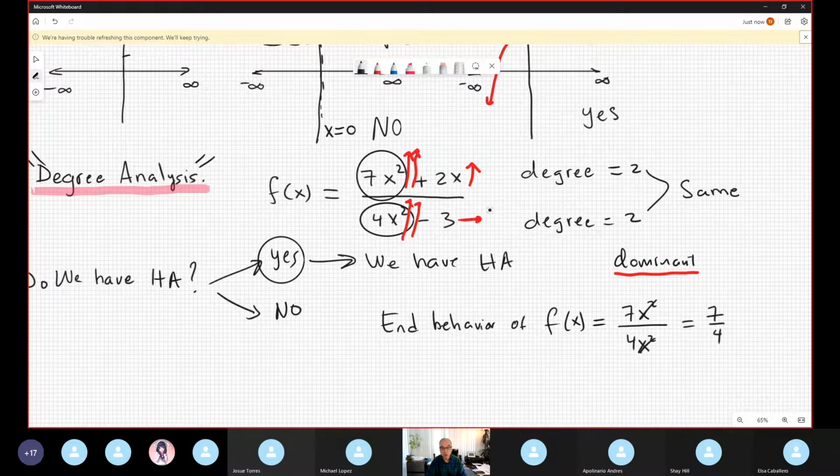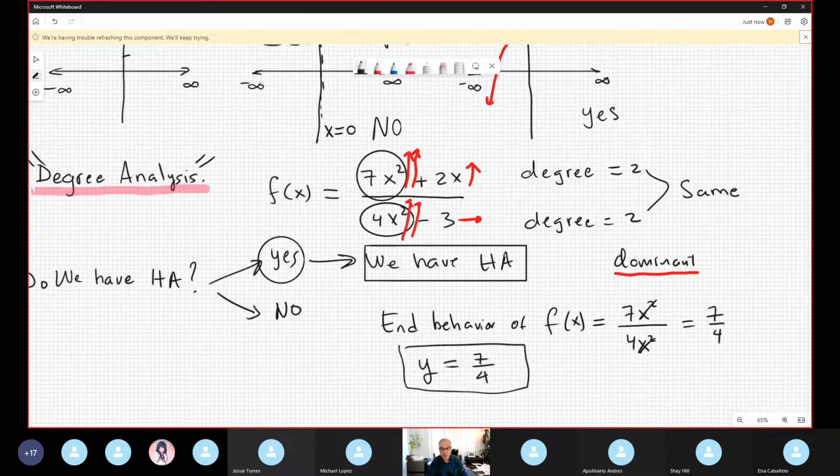Conclusion. You take the dominant in the top, you take the dominant in the bottom. It's the same degree. Yes, we have a horizontal asymptote, and it is at y equal 7 over 4.